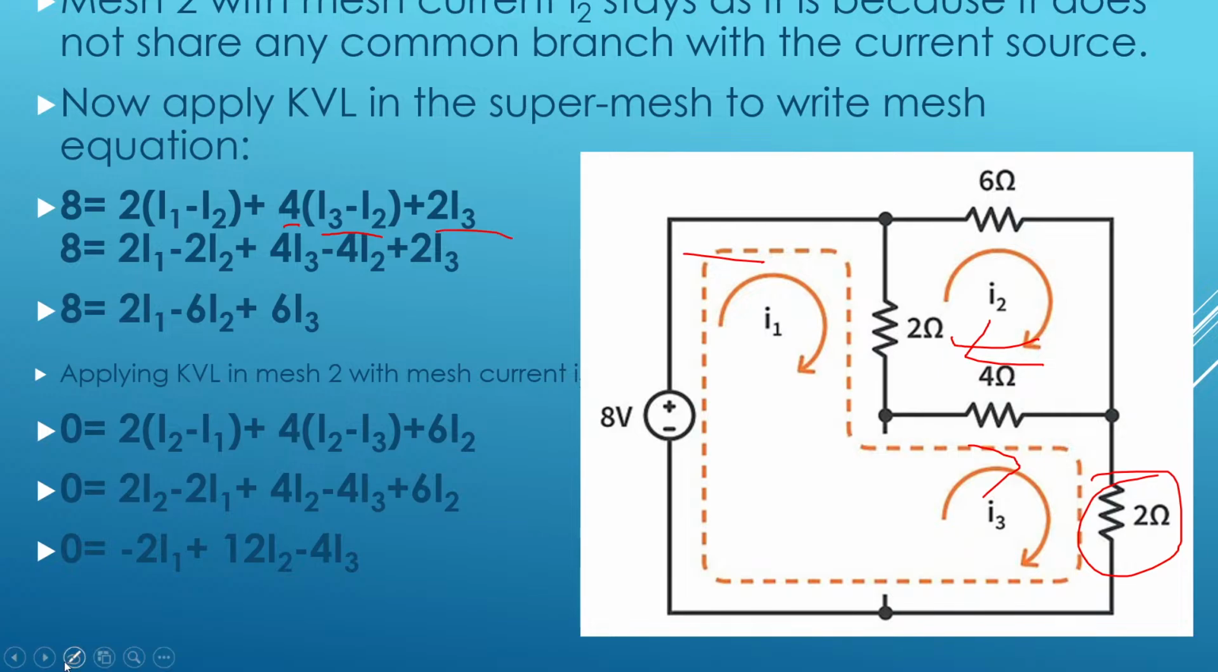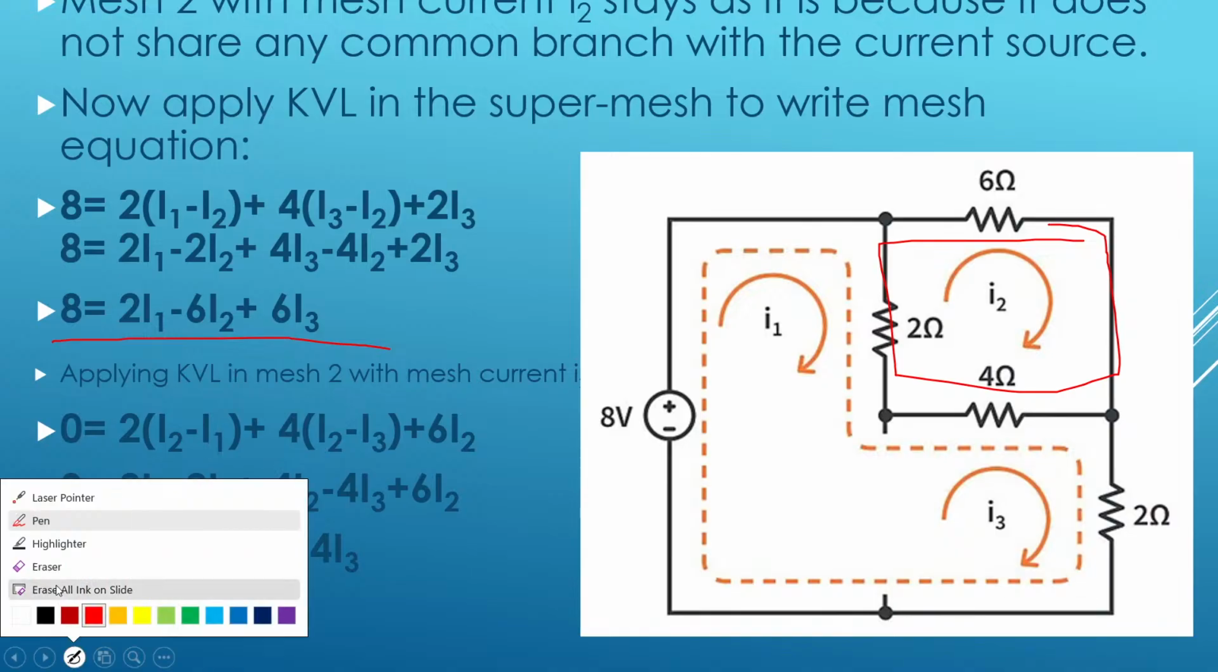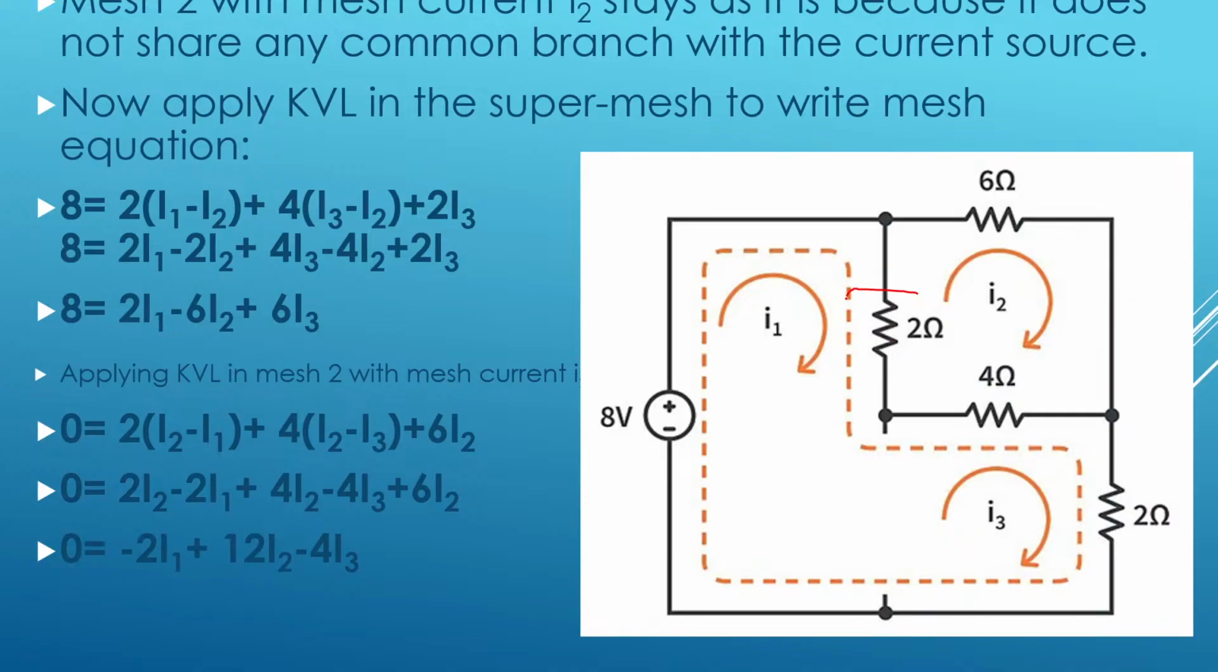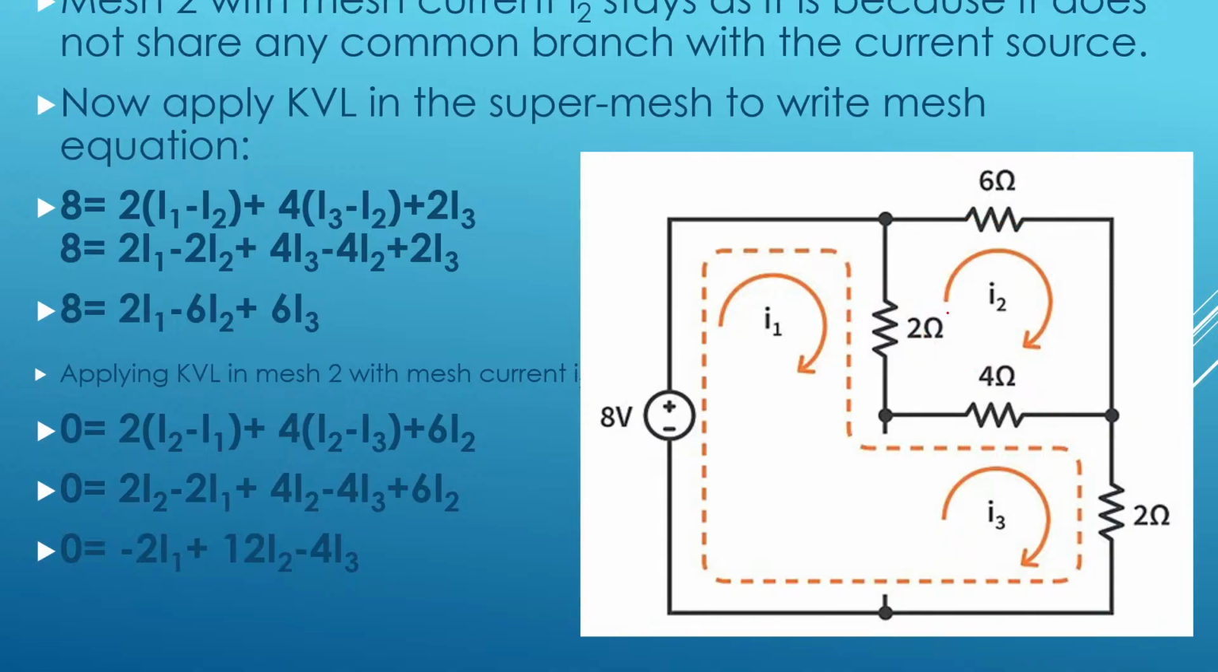So I hope you have understood. You must know KVL, KCL, mesh analysis. And I have simplified it. I have got an expression 8 equal to 2I1 minus 6I2 plus 6I3. Now let us apply KVL in this mesh. So is there any source? There is no source. So 3 elements are there in this mesh: 2 ohms, 6 ohms and 4 ohms. Okay. So what is the voltage across 2 ohms?